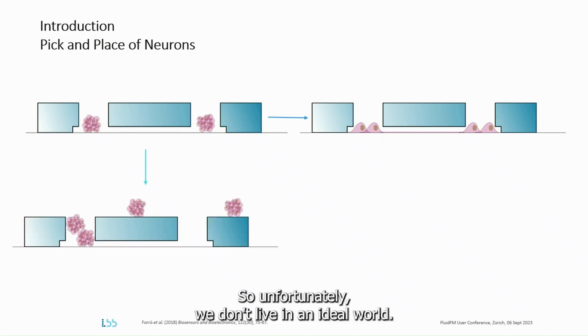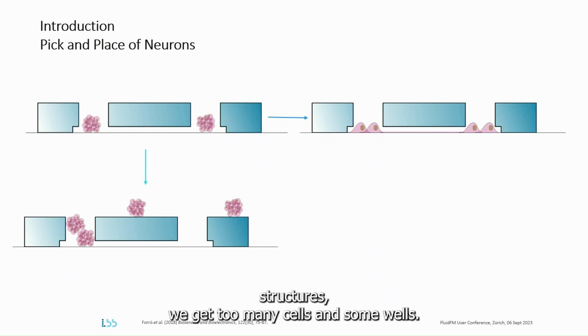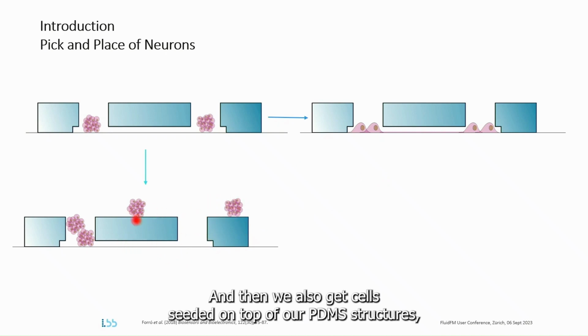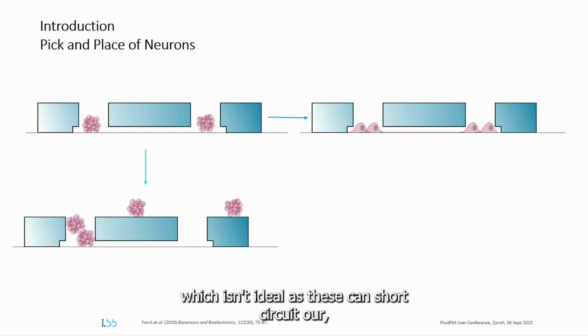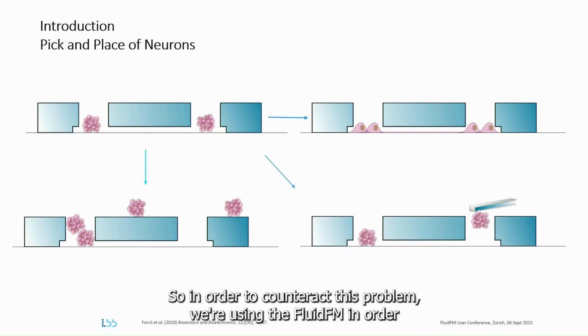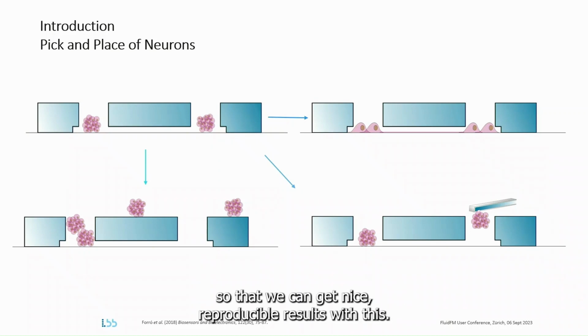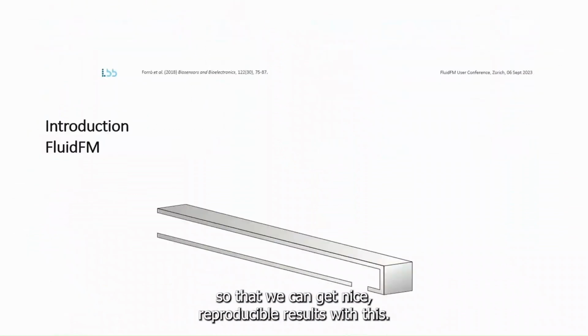Unfortunately, we don't live in an ideal world. When we seed the spheroids on top of our PDMS structures, we get too many cells in some wells, and in other wells we don't get any. We also get cells seeded on top of our PDMS structures, which isn't ideal, as these can short circuit our other nicely grown circuits beneath. So in order to counteract this problem, we're using the FluidFM to directly pick and place our cells and spheroids into the PDMS structures so that we can get nice reproducible results.